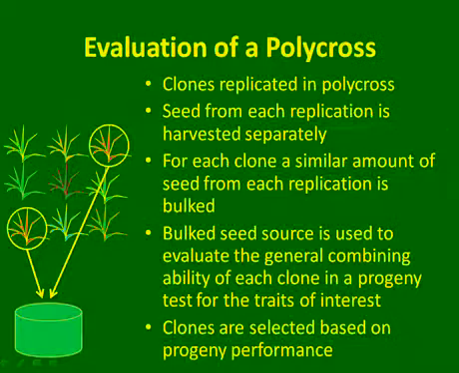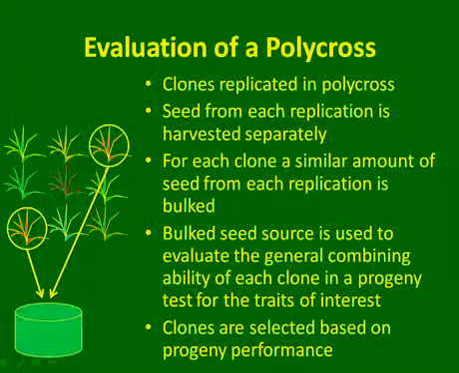So the evaluation of a polycross. So you've taken your selected clones, you've replicated those in a polycross. You need to make sure that seed from each replication is harvested separately. So for each clone, a similar amount of seed from each replication is bulked, so that you're representing both of those replications, and that will allow you to have a better chance for representing different male pollen donors as well.